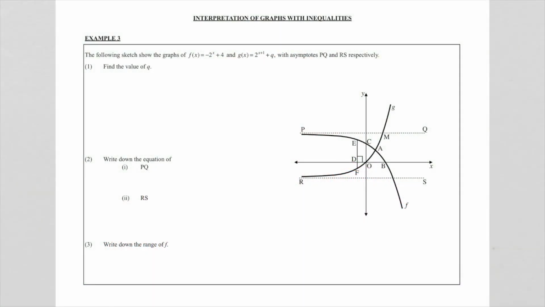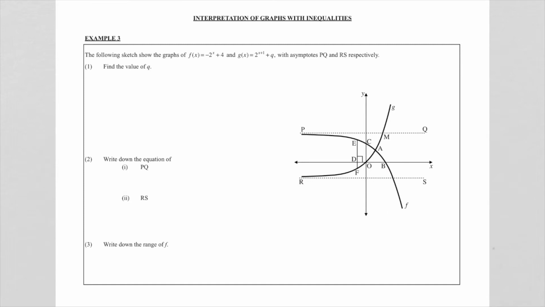So let's see what this question is about. The following sketch shows the graphs of f(x) = -2^x + 4 and g(x) = 2^(x+1) + q with asymptotes PQ and RS respectively. Now that is the asymptote PQ and this is the asymptote RS.